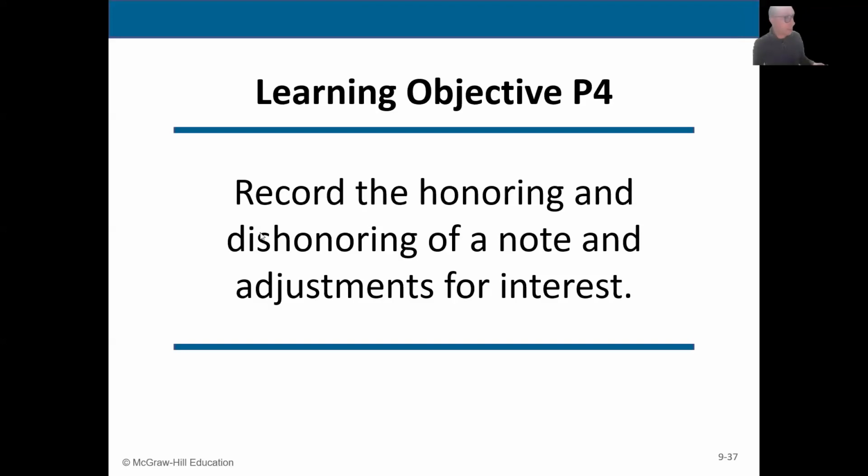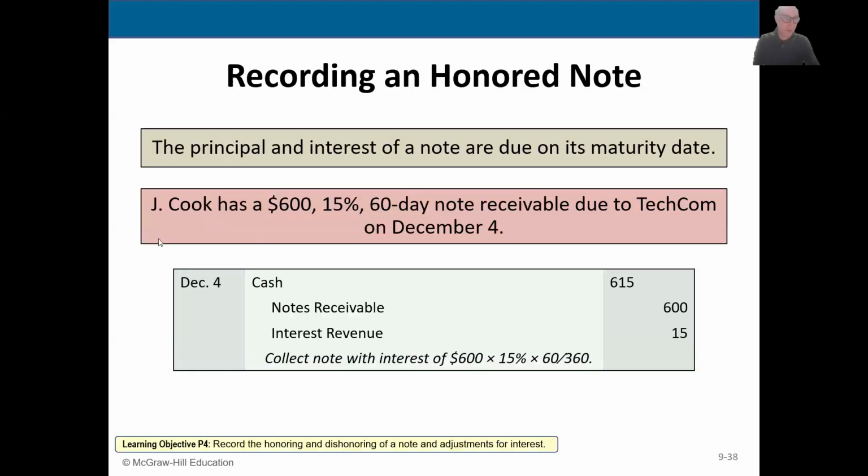If you dishonor the note, that means you did not pay it on time. And that usually results in other consequences. So here we go. 60 days later, on December 4th, our customer is paying us on time. So they're honoring the note.